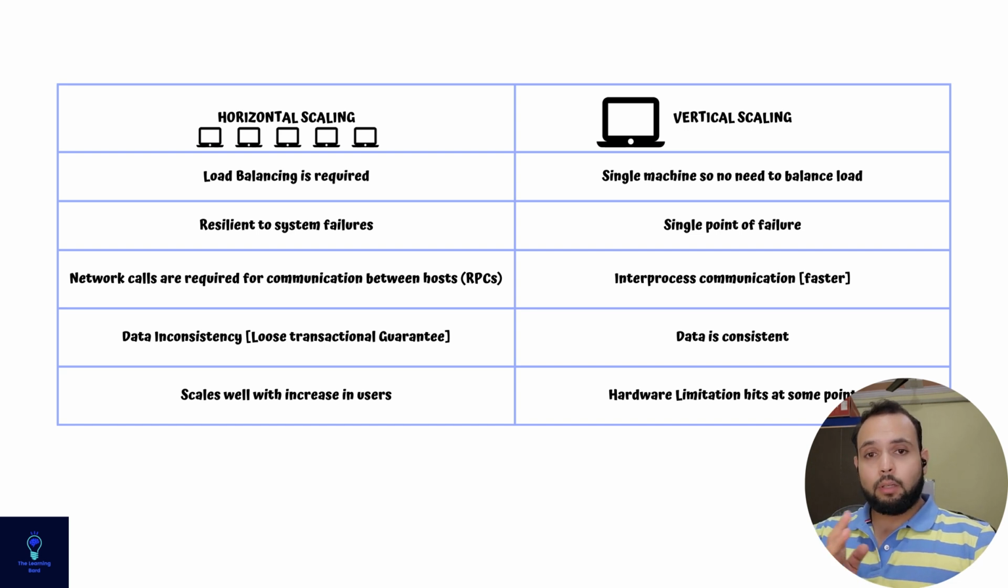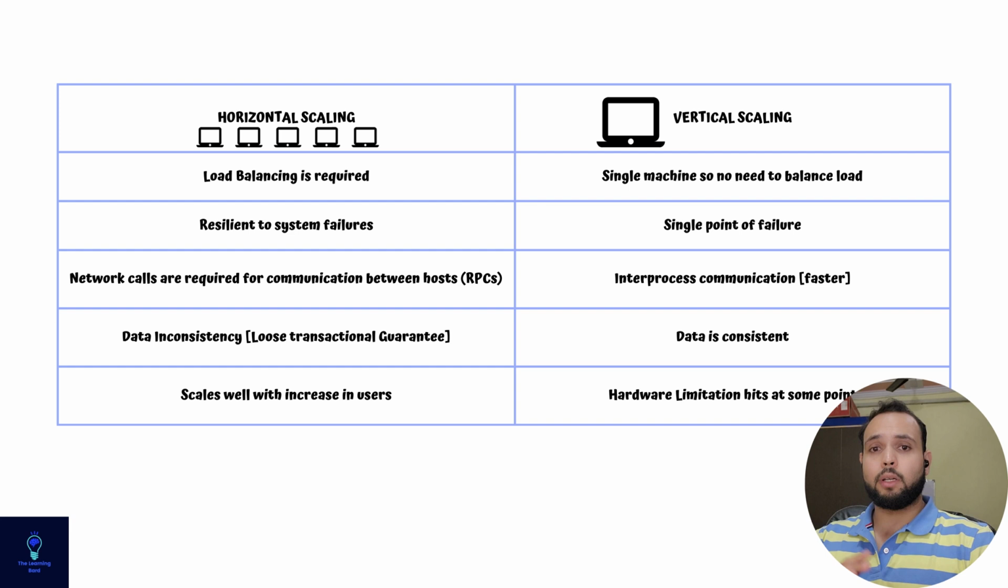The third difference between horizontal and vertical scaling is that in horizontally scaled systems, there is some network latency, since network calls are required to communicate between the hosts. Whereas in a vertically scaled system, all the communication is inter-process, so it is faster. It is much faster since the latency is greatly reduced in the vertically scaled system.